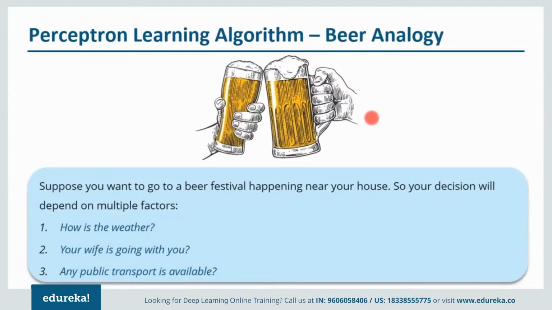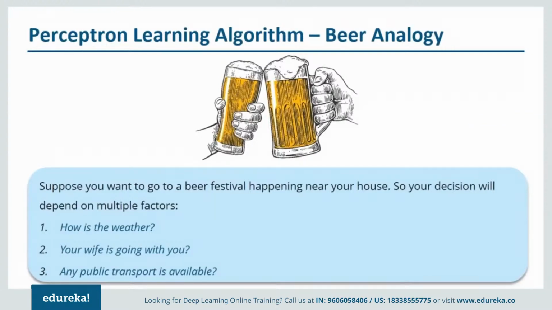All right, jokes apart. So fine guys, there's a beer festival happening near your house and you badly want to go there. But your decision depends on three factors. First is how the weather is, whether it is good or bad. Second is whether your wife or husband is going with you or not. And the third is whether any public transport is available. On these three factors your decision will depend, whether you will go or not. So we'll consider these three factors as inputs to our perceptron, and we'll consider our decision of going or not going to the beer festival as our output.